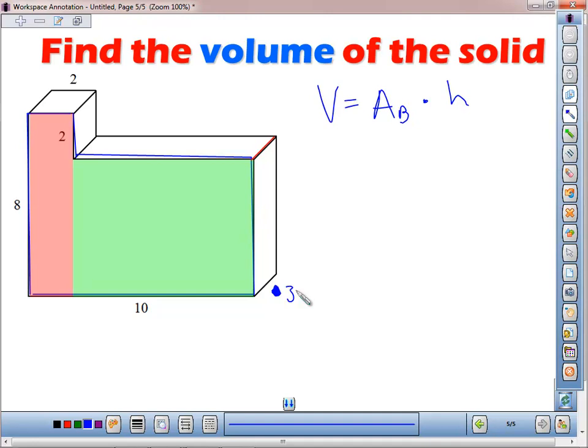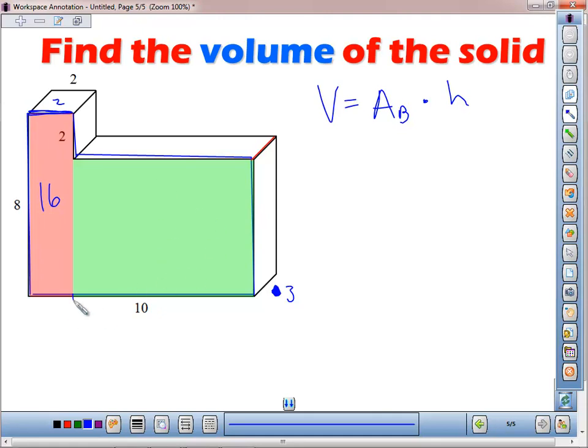Okay, so what we need to do is find the area of our base, which is made out of these two rectangles. You could have cut this differently, by the way, so however you want to form your rectangles is fine. However, we do need to make sure we get the dimensions of our actual rectangle. So how about the pink one? Well, it's 8 by, and what is this distance right here? It's 2. So 8 times 2 gives us how much area? 16.